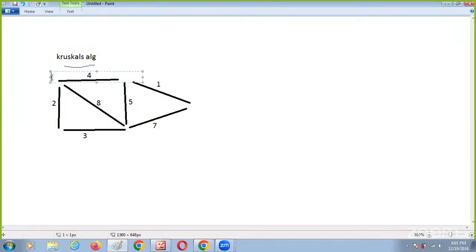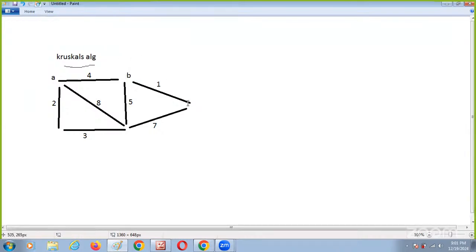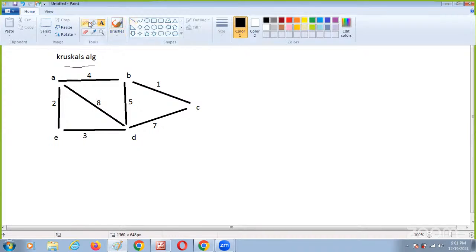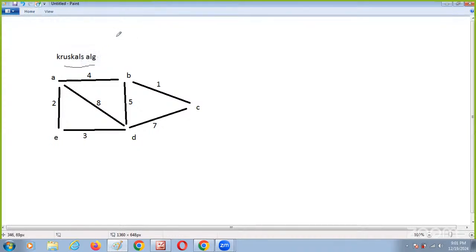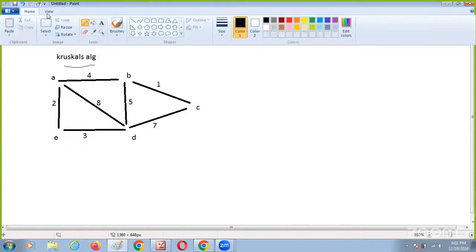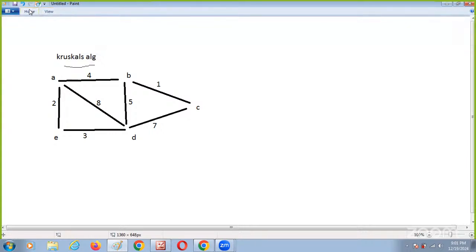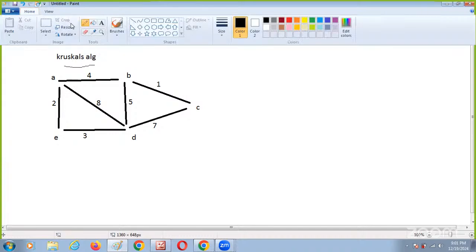The vertices are A, B, C, D, and E. These are the vertices and these are the edges. Now I need to connect. So try to draw all the vertices.